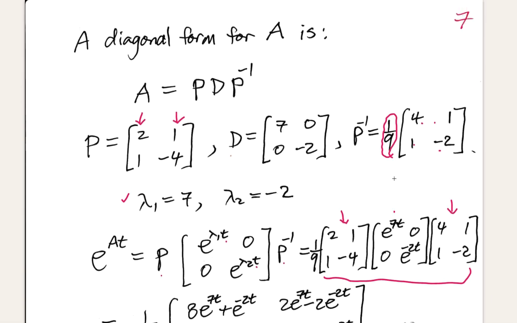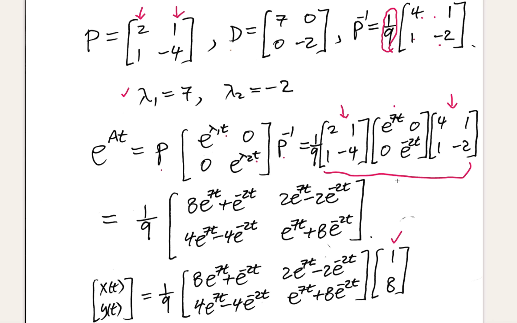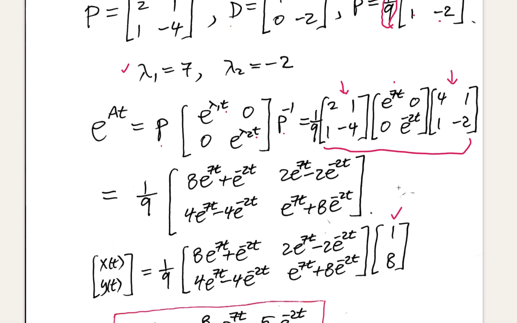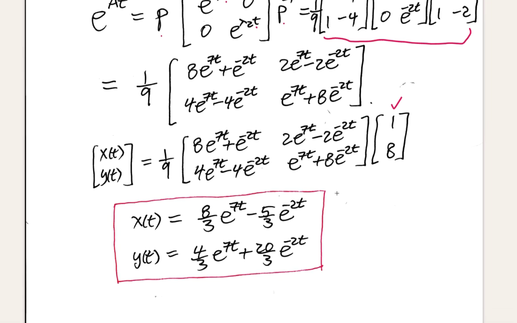Remember the form of our answer? And then I did a little simplification at the end, and we get the following answer. x of t is 8/3 e to the 7t minus 5/3 e to the -2t, and y of t was 4/3 e to the 7t plus 20/3 e to the -2t.